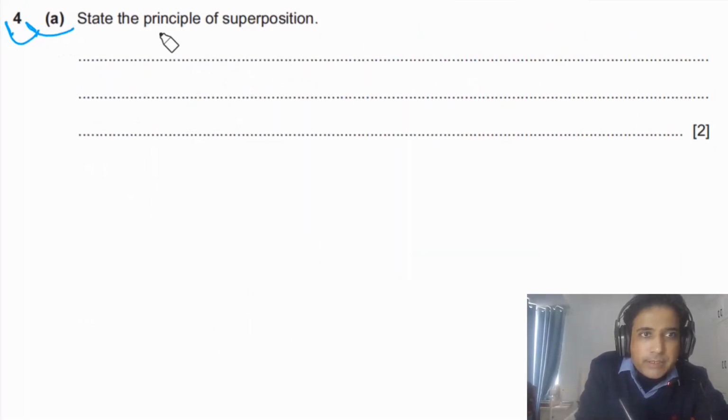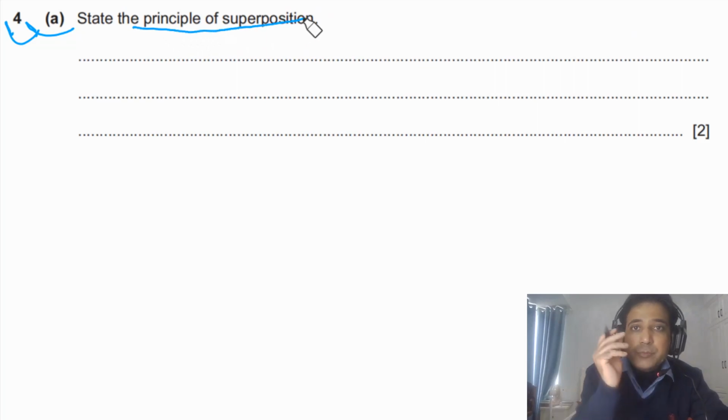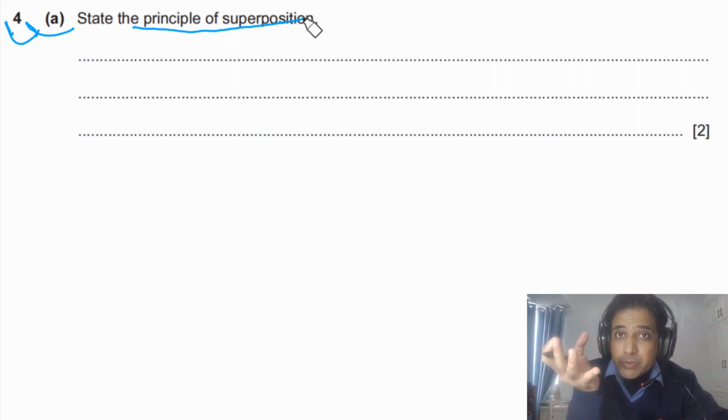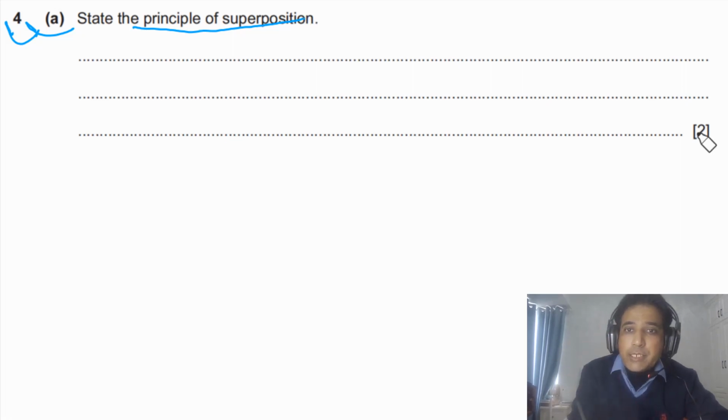Question 4 part A says, state the principle of superposition. This is a typical question you will see in almost 70% of past papers. So you need to understand how to state the principle of superposition in a proper way so you can get 2 marks.